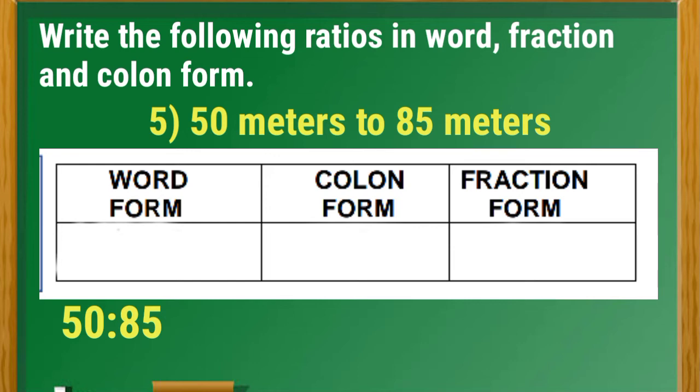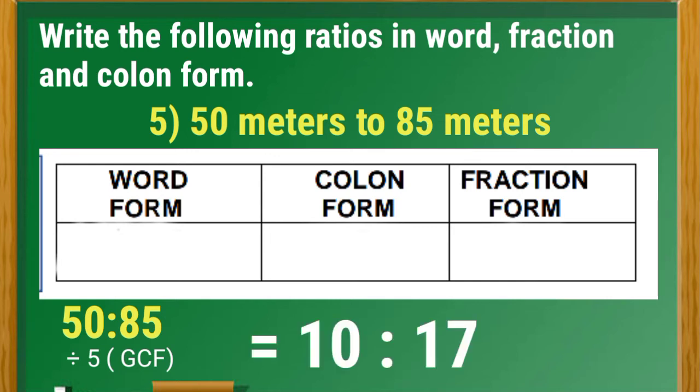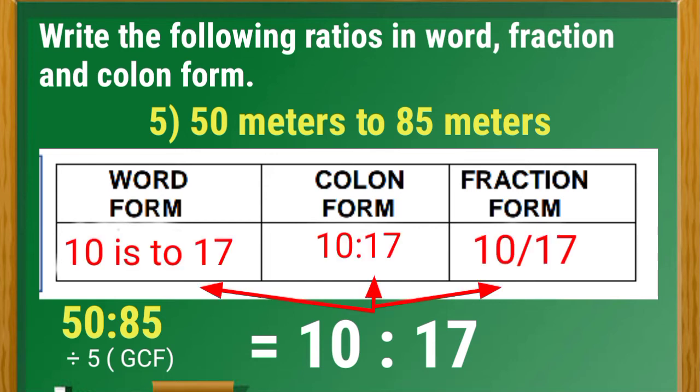What do you think is their GCF? The GCF here is 5. So 50 divided by 5 is 10. 85 divided by 5 is 17. So the final answer is 10 is to 17.